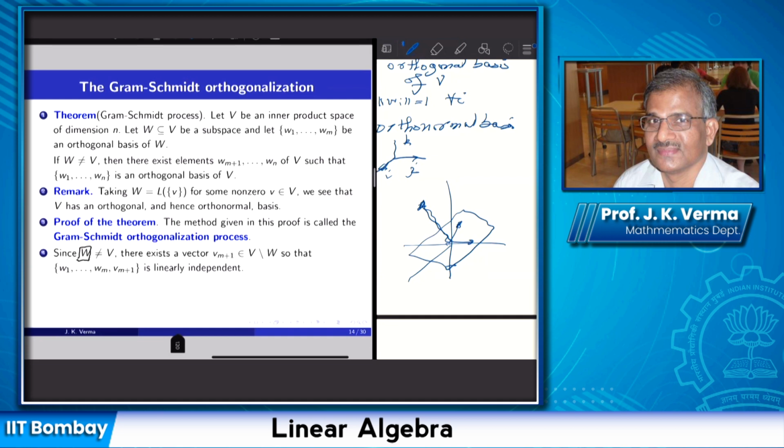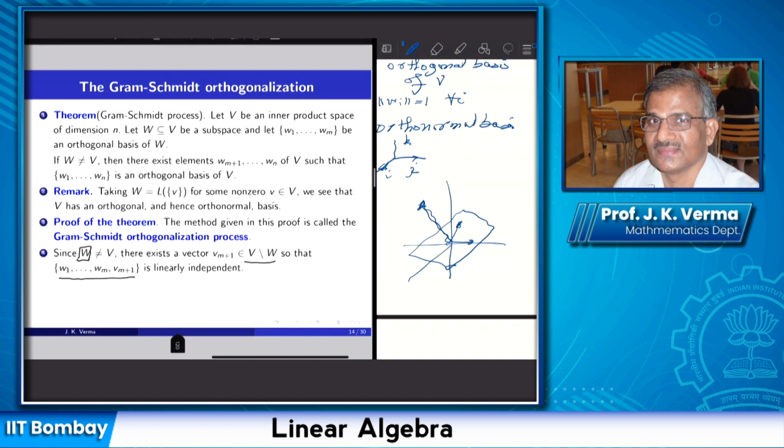So suppose W is not equal to V. Then there is a vector in V which is outside W. And we have seen that if I take a vector which is outside the linear span of a given set of vectors, then this new set of vectors is going to be linearly independent. So it will form a subspace of dimension m plus 1, but this may not be orthogonal.